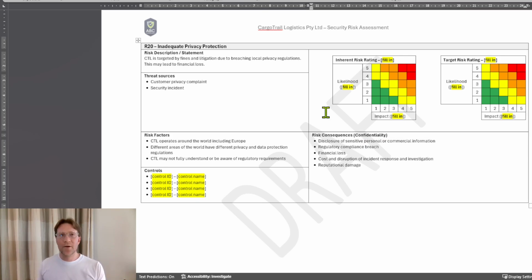For consequences, we're talking about confidentiality, since this is the root issue when it comes to privacy protection. We are looking after the data of customers and we have to protect this adequately, or we should not be handling the information. So we could be looking at the disclosure of information. This would then lead to a compliance breach, and this leads to a financial loss. We'd have incident response and investigation, and then we'd have reputation damage. Because it's possible that any regulatory breach involving CTL is made publicly available by the relevant authority, and therefore it's public knowledge that CTL has had a compliance breach leading to reputation damage.